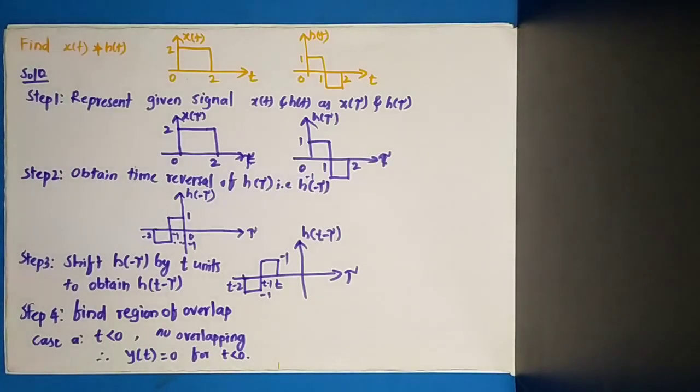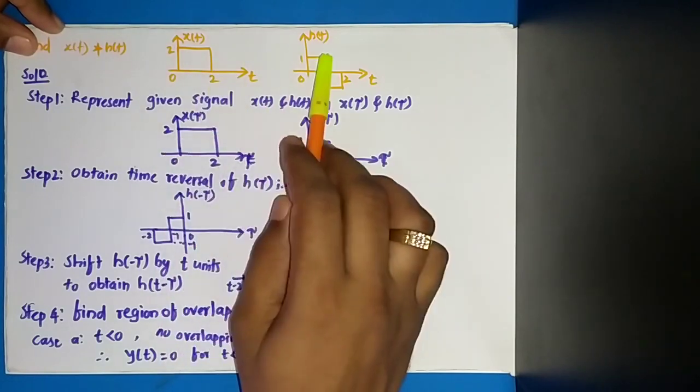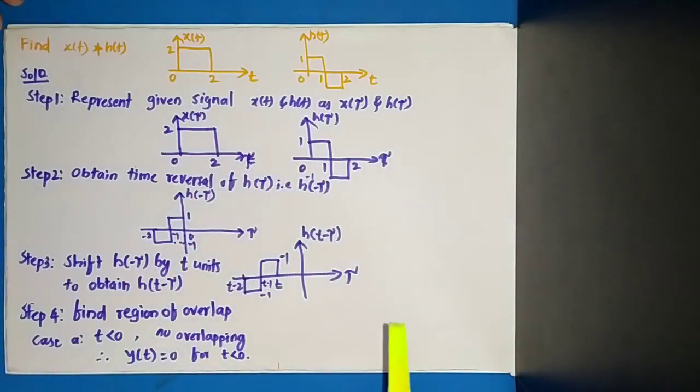In continuation to the previous lecture, we were discussing the convolution integral. Today also I will have one more problem on solving the convolution integral. Here the two continuous time signals have been given, x of t and h of t. We need to find the convolution between them.